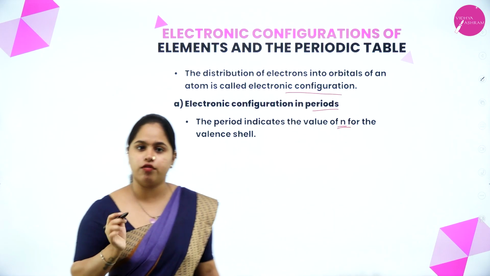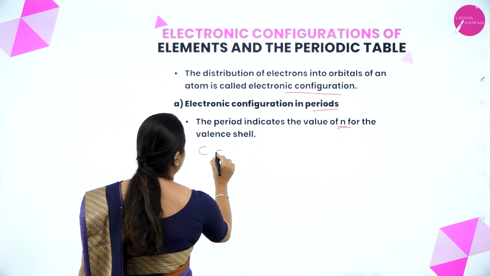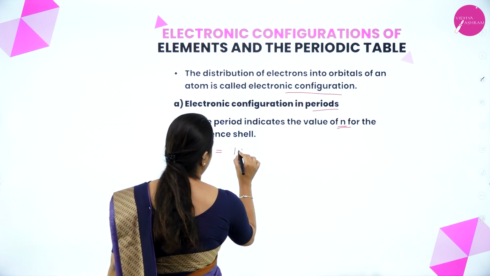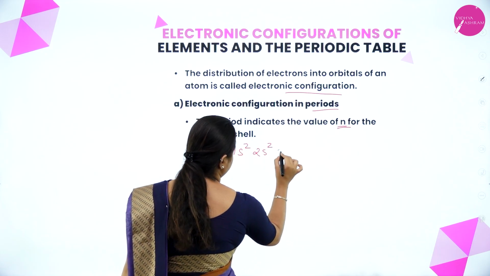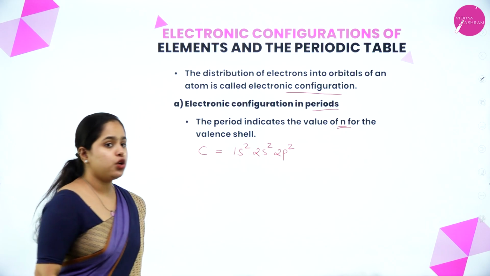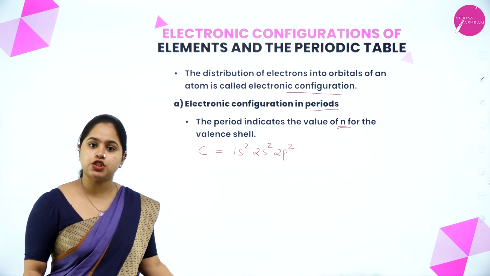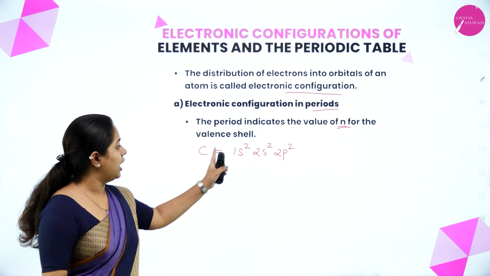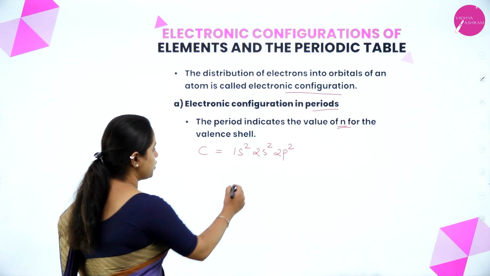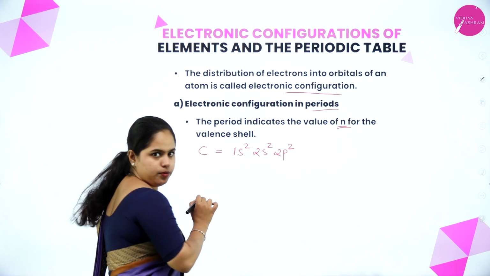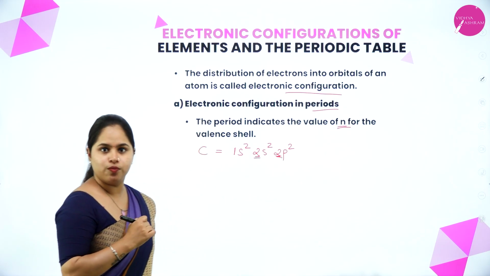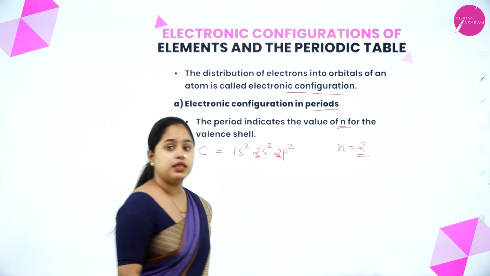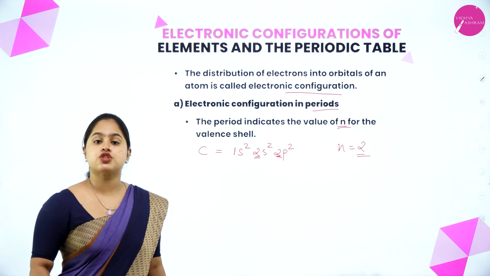So let's take the example of the carbon element. What is the electronic configuration of carbon? The atomic number is 6. So how do I represent it? 1s2, 2s2 and 2p2. From the electronic configuration, we'll get to know which period carbon belongs to. What you have to see is the highest n value. The n value is 1 here, it is 2 here. Which is the highest n value? It is 2. That means the period is 2. Carbon belongs to the second period.